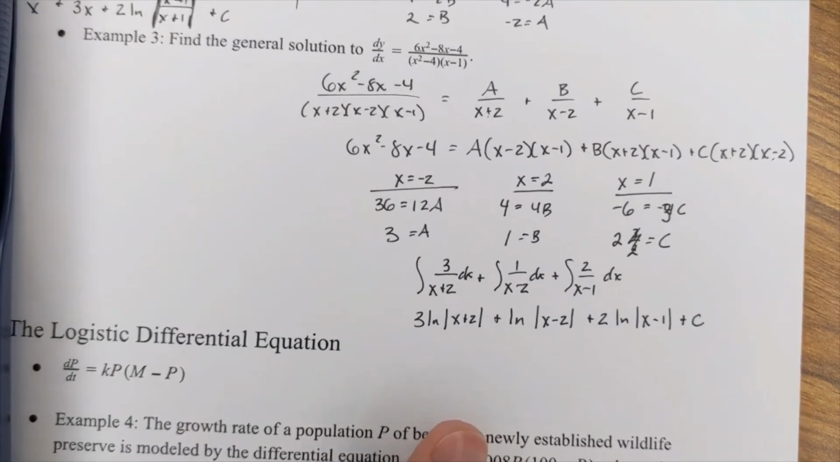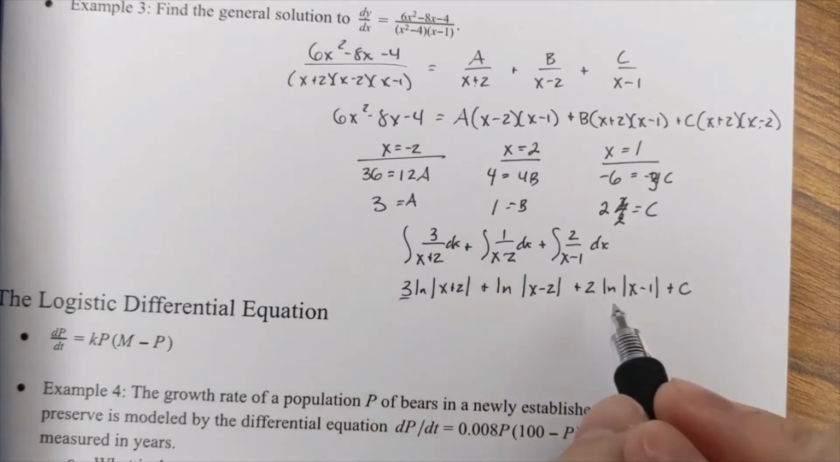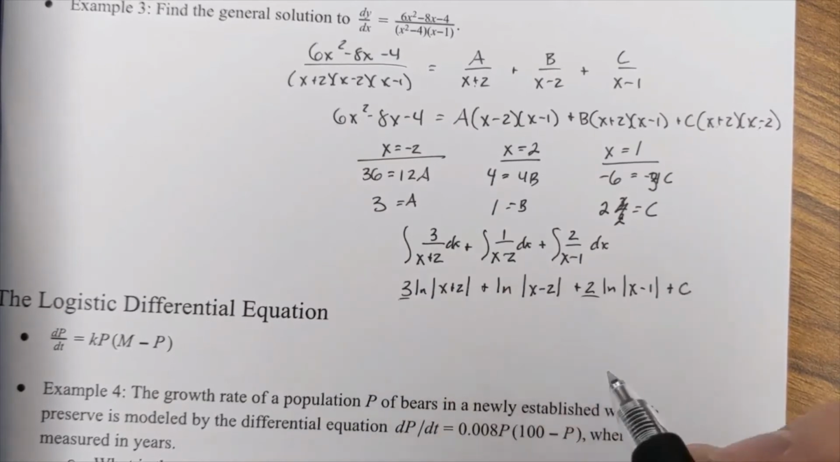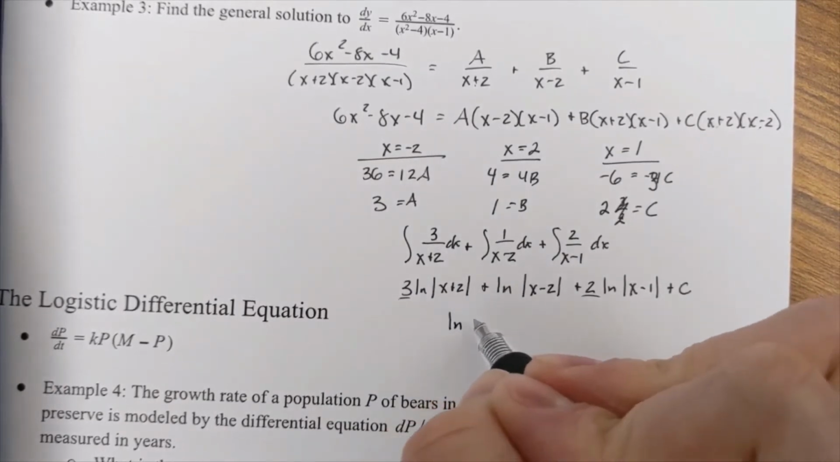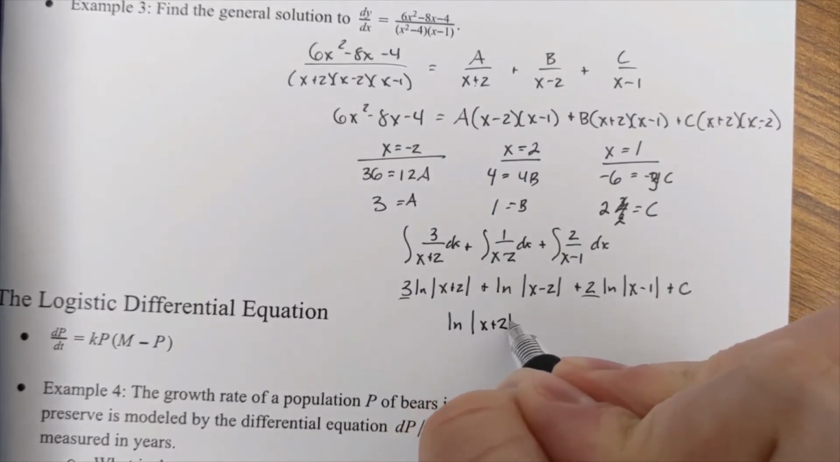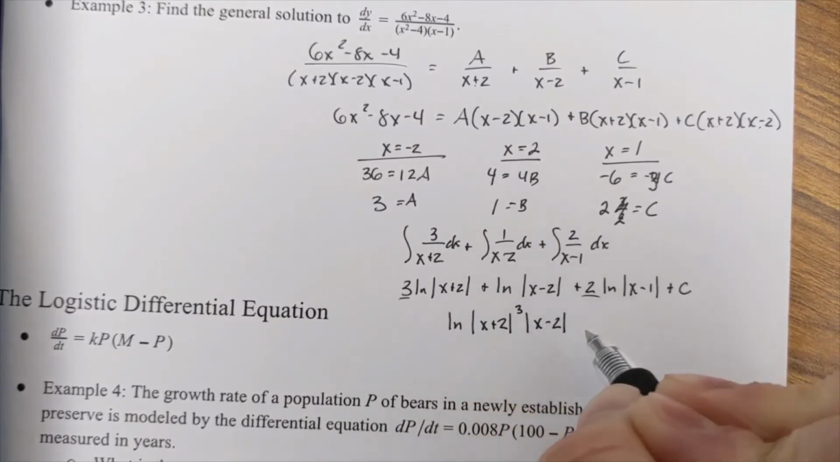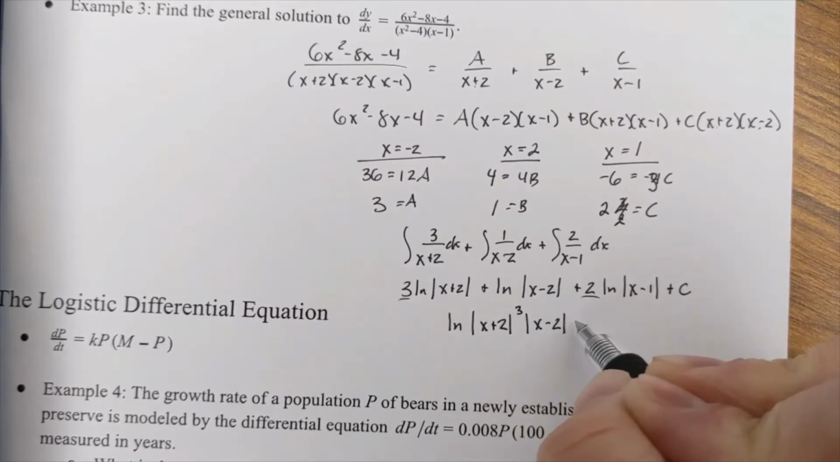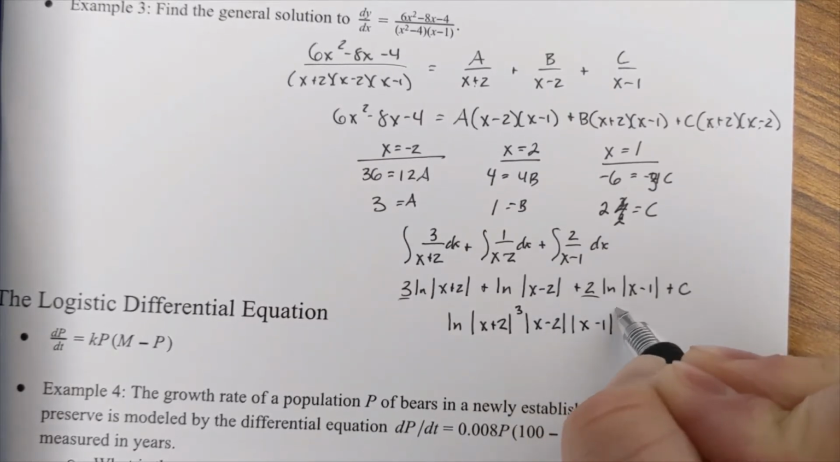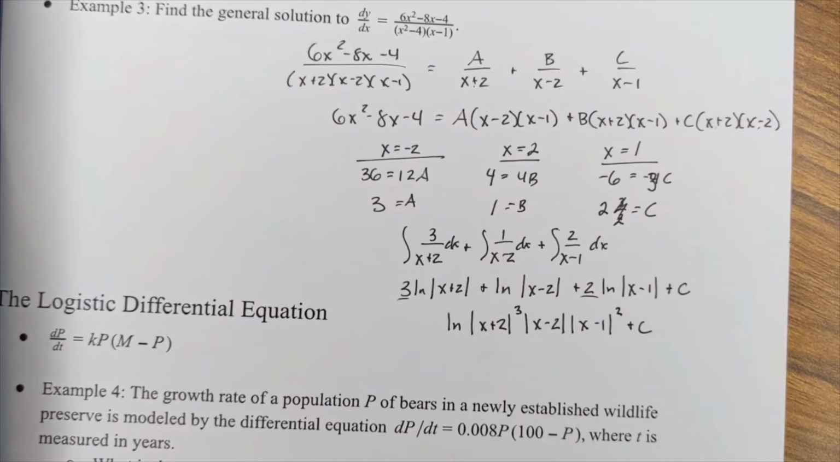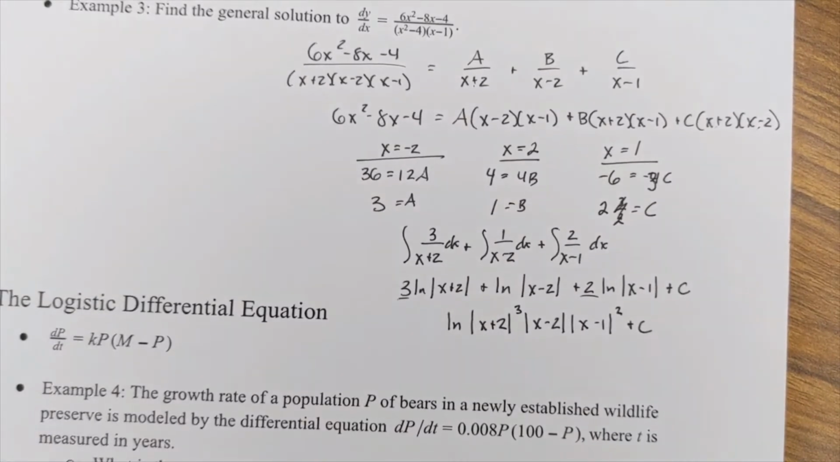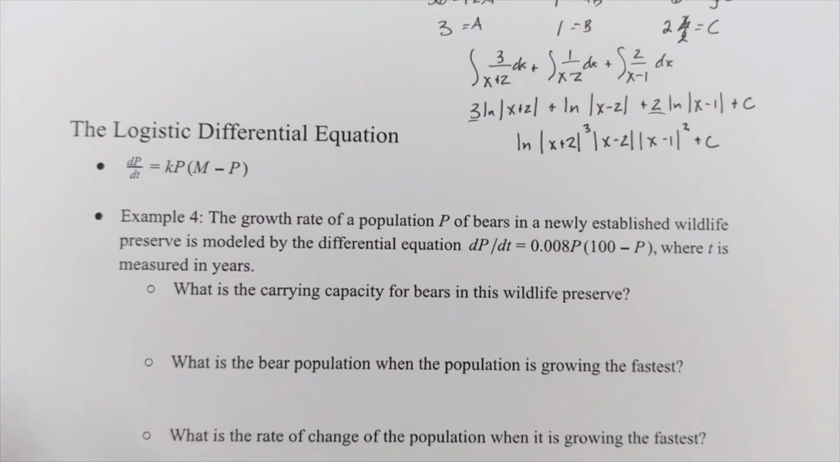So the thing that happens is that these numerators are actually exponents. They're all being added, so I'm going to multiply all this together. So it's the natural log of the absolute value of x plus 2 cubed times the absolute value of x minus 2 times the absolute value of x minus 1 squared, plus C. So that's my answer. Okay, differential equation.